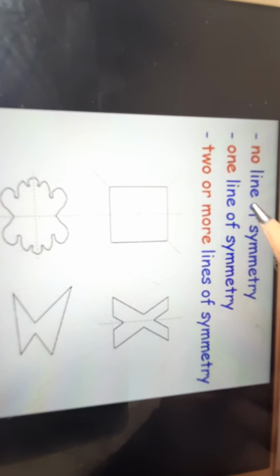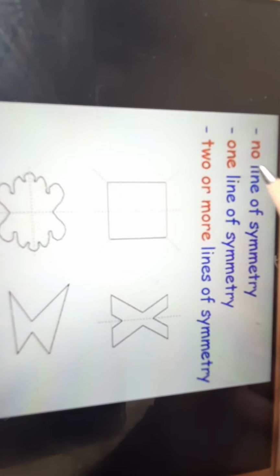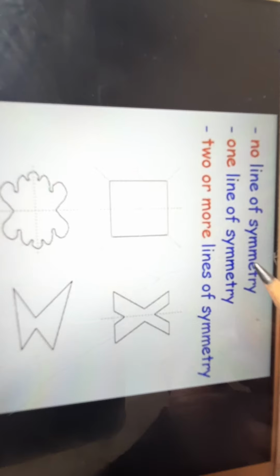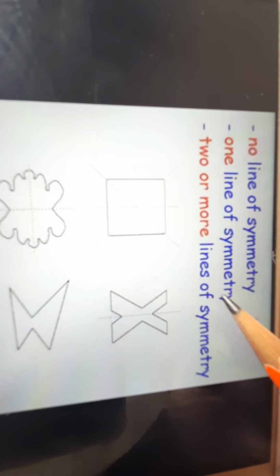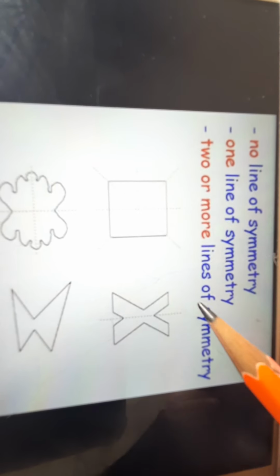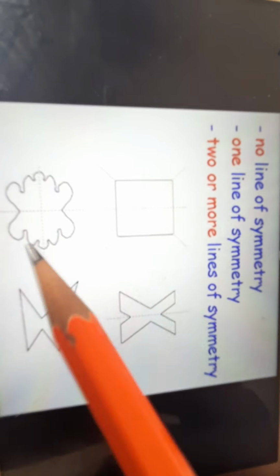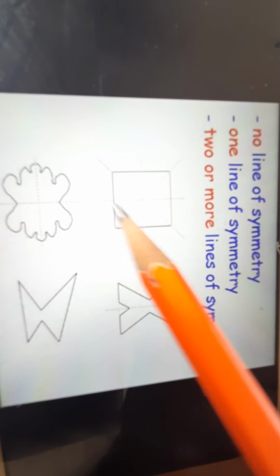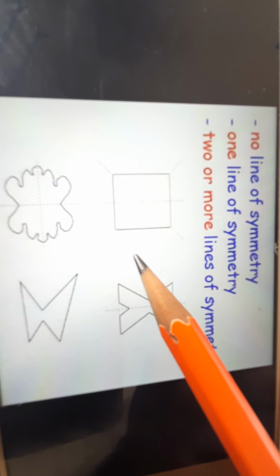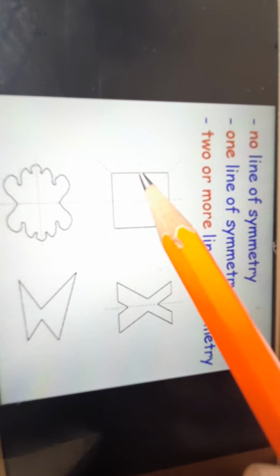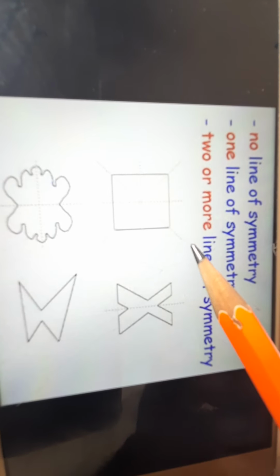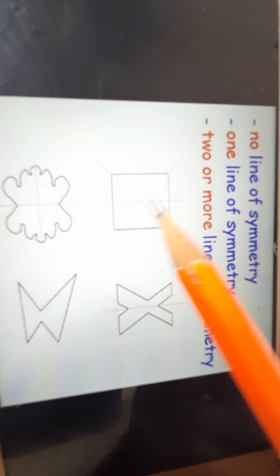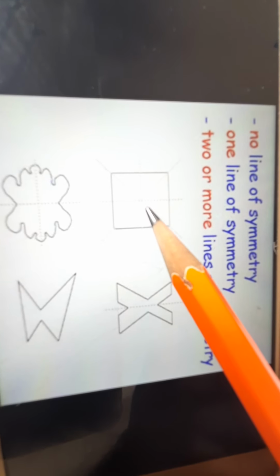what are the possibilities in case of line of symmetry? There might be no line of symmetry. हो सकता है किसी object की कोई line of symmetry ना हो. Some objects have one line of symmetry, some have two or more lines of symmetry. So here are a few examples. Here you can see the picture of a square. This is a vertical line of symmetry, a horizontal line of symmetry, that makes 2. Then number 3, this diagonal line of symmetry. Number 4, this diagonal line of symmetry. Means this square has 4 lines of symmetry.